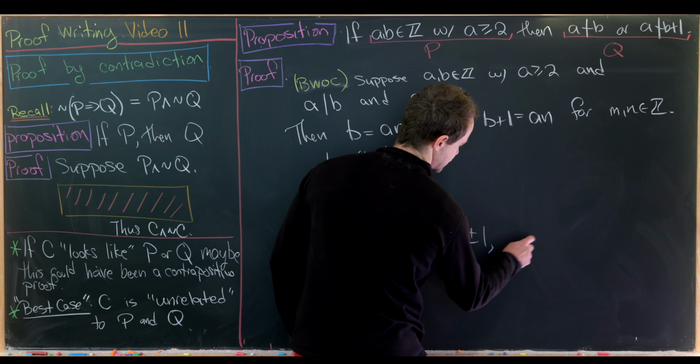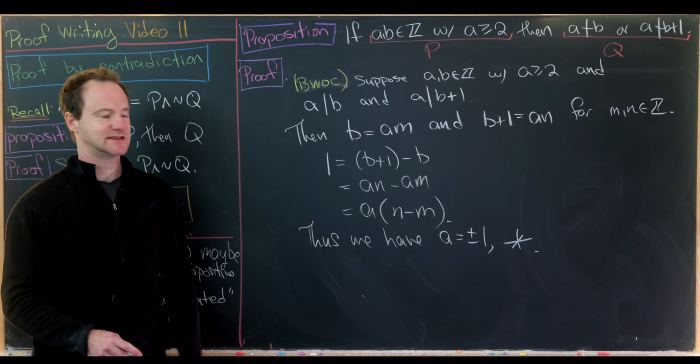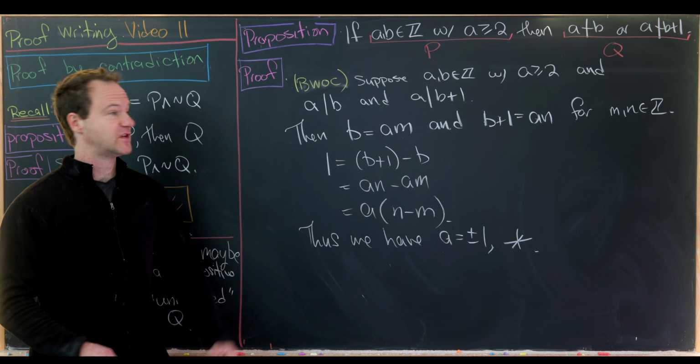But that's a contradiction. So I'll just put these two arrows going towards each other. That would be read as that is a contradiction. And that finishes this proof.